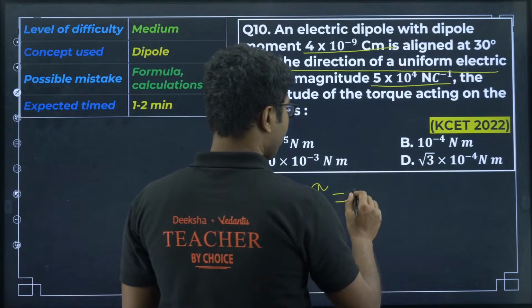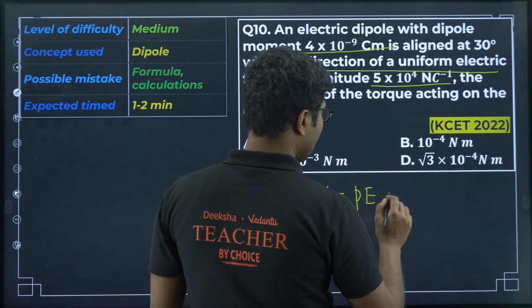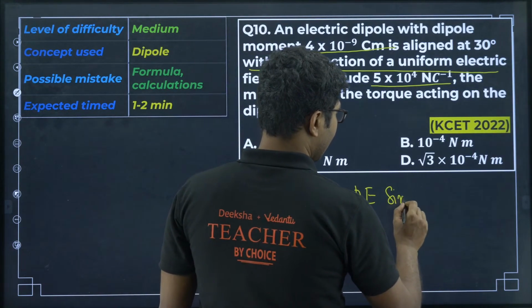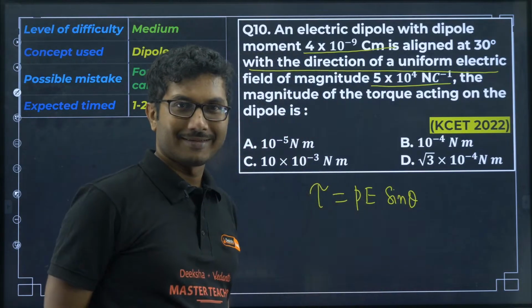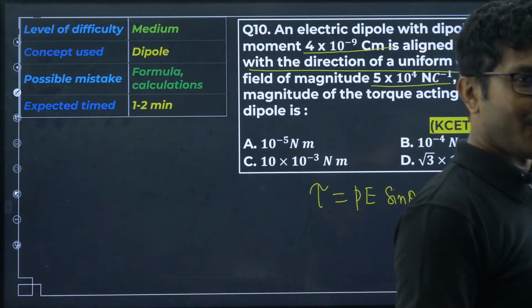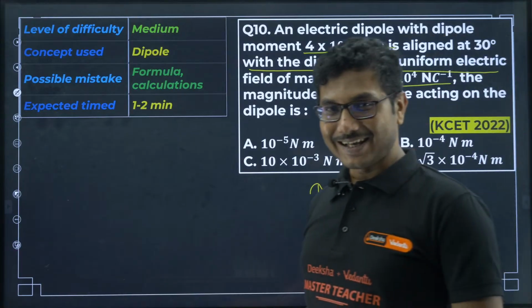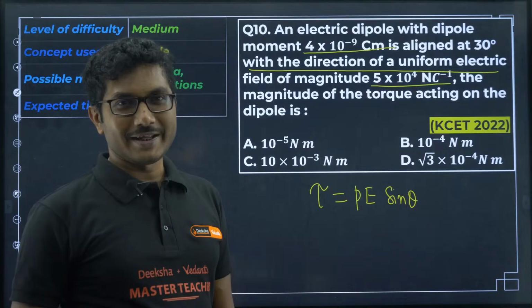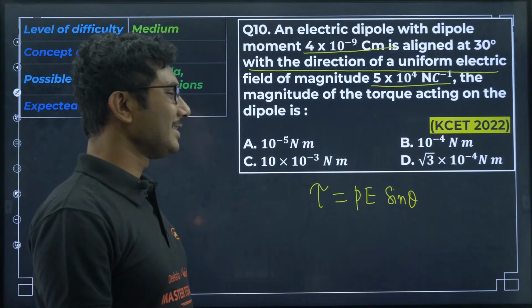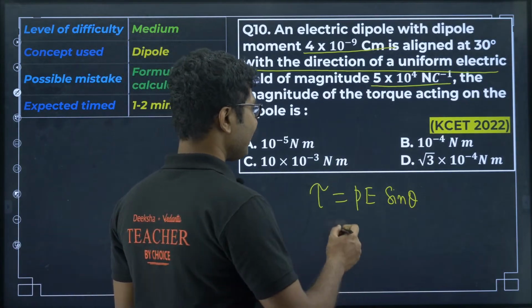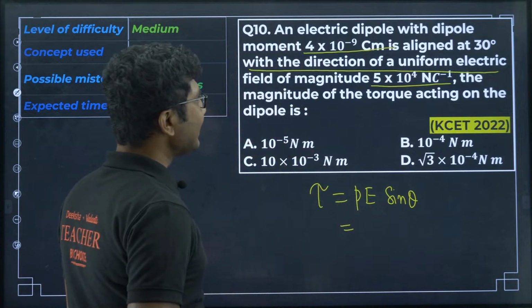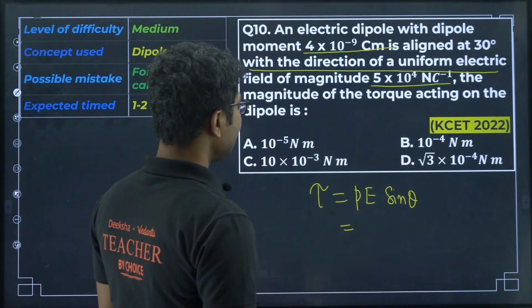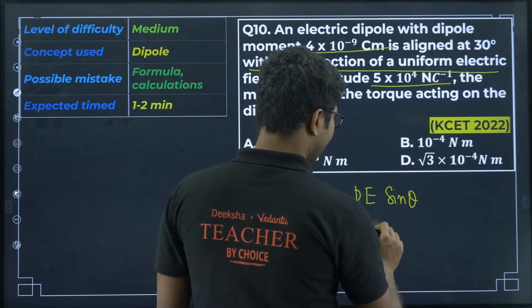So what is the torque? Torque's magnitude is P E cos theta, right. Torque is P sin theta. Torque is a vector quantity, so it has to be the cross product of P and E, P cross E. So P cross E means it is P E sin theta, not cos theta. Okay, so P is given by dipole moment, 4 into 10 to the power of minus 9.